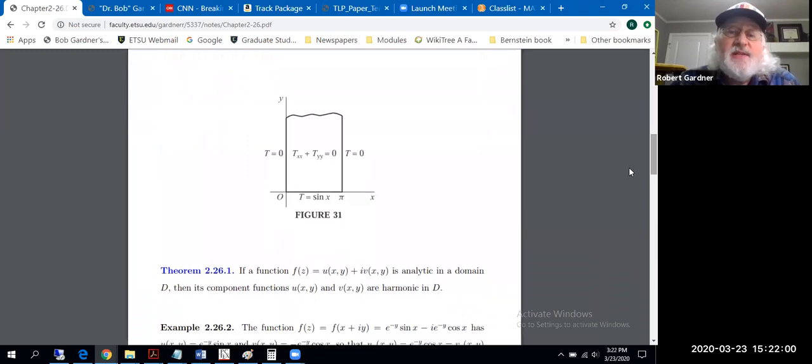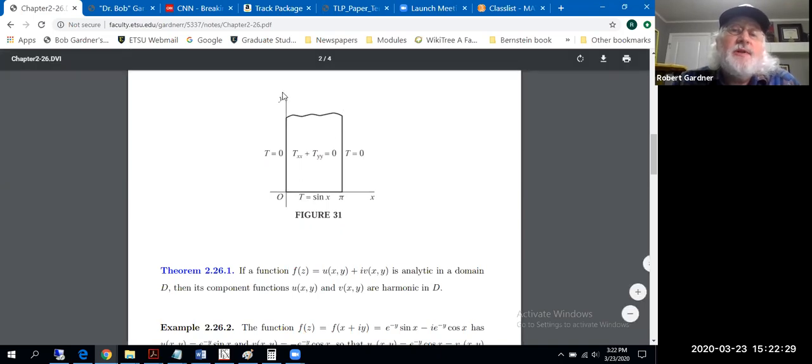Now, to make a physically meaningful picture from this, think of it as cold along this vertical boundary, cold at these endpoints of this lower boundary, and hot as it gets in between. That sine function takes on a value of 1 halfway between 0 and pi. So we've got cold, hot, cold with a transition according to the sine function. Cold along these boundaries, cold along these boundaries.